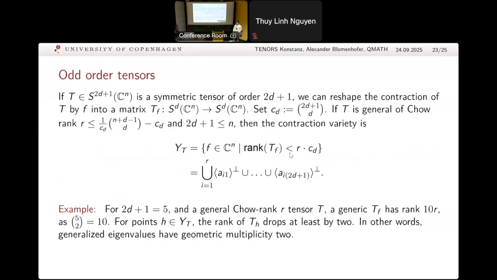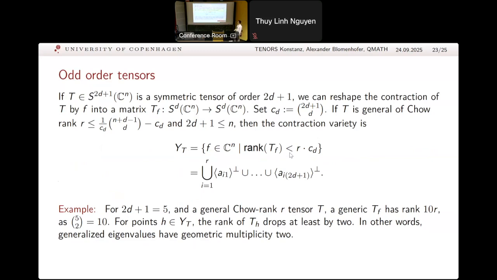And maybe in the last 2 minutes, I will tell you how to generalize to odd order tensors. Basically, what can you do? You can take your tensor and contract it again. But if you start with a symmetric tensor of order 2D plus 1, then you get a tensor of order 2D. This is not what you want. You want a matrix, right? But after contracting the tensor, you can of course flatten it to a matrix from S^D(C^n) to S^D(C^n). And this is now the TF. The TF is already the flattening.